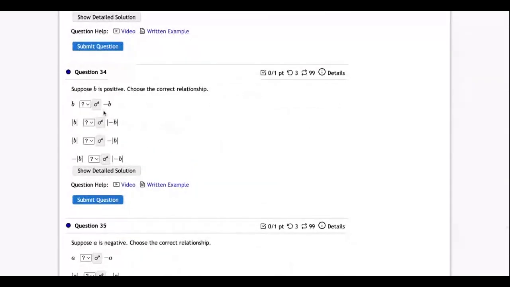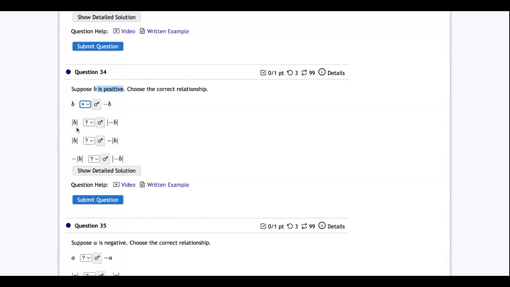Okay, let's see 34. 34 is a tricky one. By my previous experience, many students get it wrong. So b is positive, right? If b is positive, negative b is negative. So b is positive, so this has to be greater than sign, right? Because positive is greater than negative.